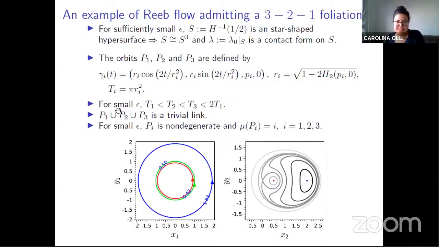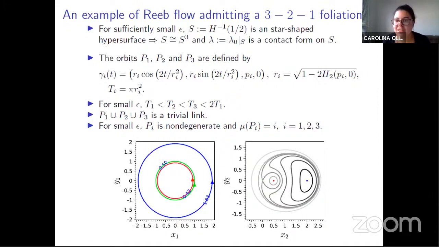Because of this definition for the orbits, we can check that their periods are very close if you take epsilon small. Actually, these pictures are for epsilon equal to 1. But if you shrink epsilon, these orbits will be very close. These 2 are very close already, but this blue one will be very close too. And of course, it's easy to see that it's a trivial link. And we can consider a suitable trivialization.